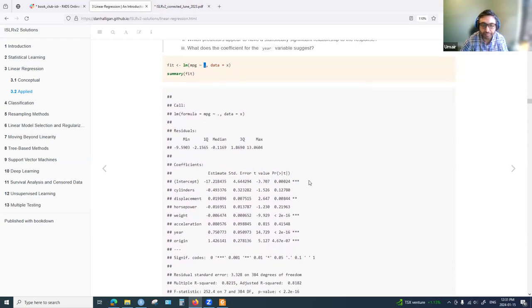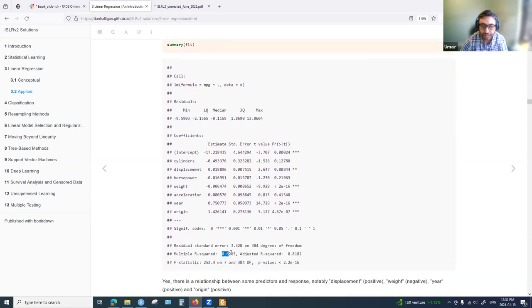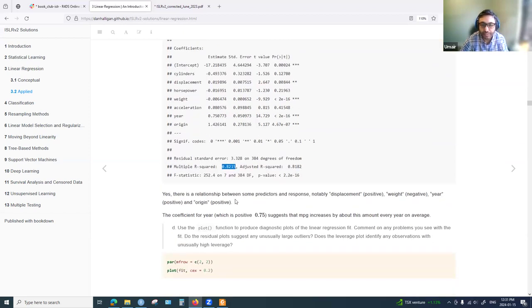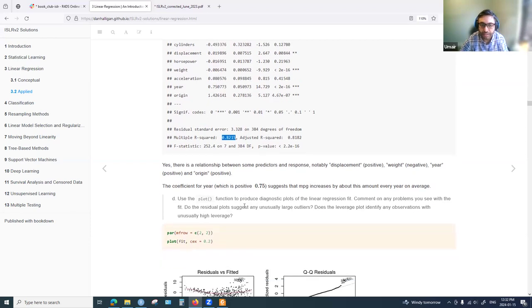Looking at the model fit, we see that multiple R squared is 0.82. When we look at the significance of these variables, we see cylinders, horsepower, and acceleration do not seem to be significantly associated with mileage at the 95% confidence level. So yes, there is a relationship, but these variables are not significant, others are. The coefficient for year, which is positive 0.75, suggests that mileage increases by about this amount every year on average.